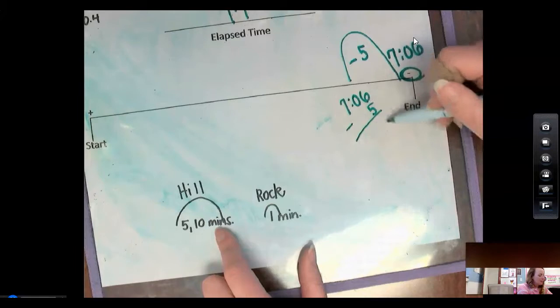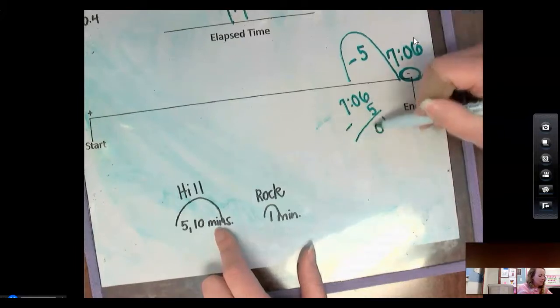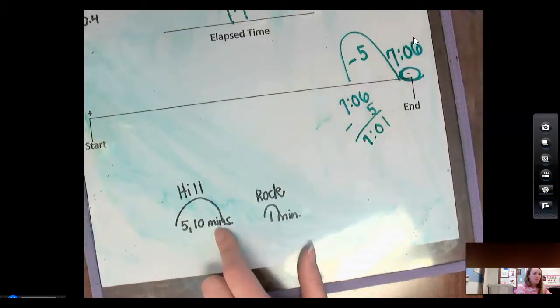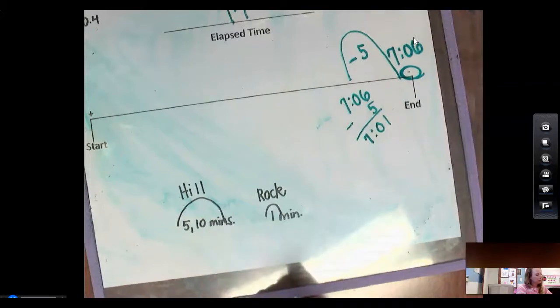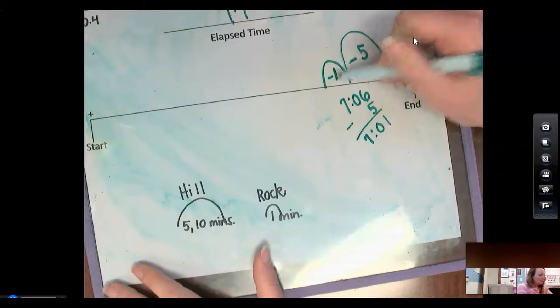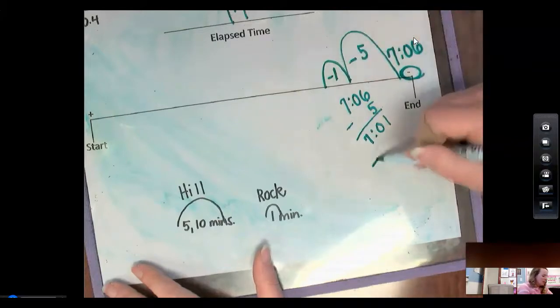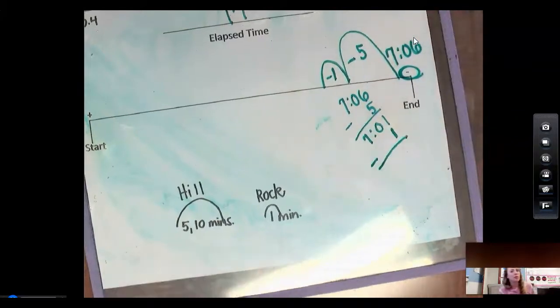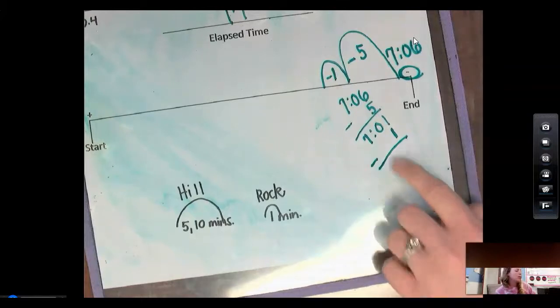6 minus 5 is 1. Drop your 0. Drop your 7. Now what do you think I'm going to do? I'm going to do a rock of -1. Okay? So a -1 rock. And the reason I'm going to do a -1 is because I'm trying to get this to 0, 0.